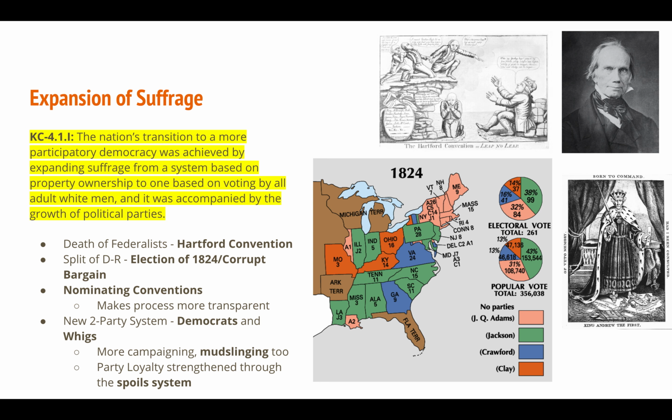So the two political parties that are going to arise are going to be the Democrats and the Whigs. None of these parties were around in the early 1800s. They come about after the election of 1824. So in the election of 1824, Andrew Jackson was running for president against a whole field of candidates, mainly John Quincy Adams and Henry Clay.